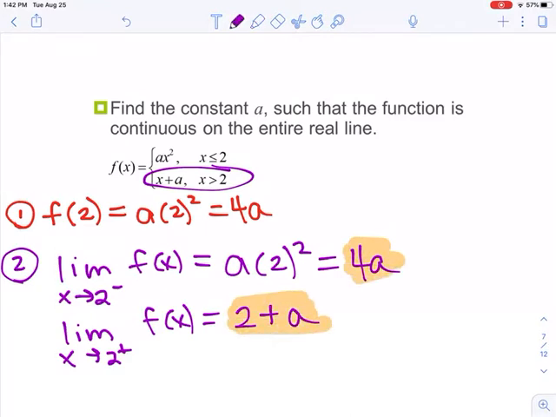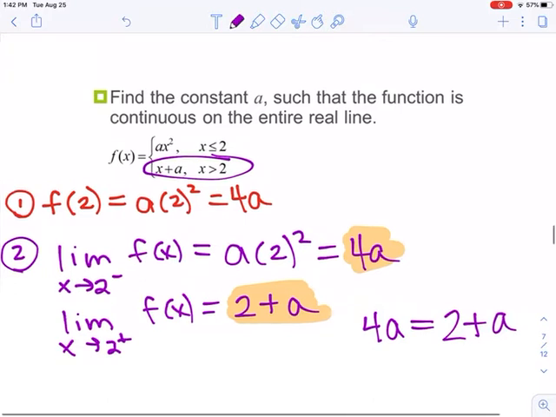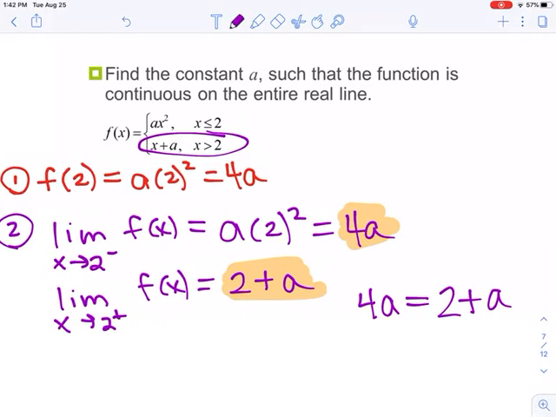Okay. Well, now, in order for this to be continuous, we want our limit to exist, which means we want our right and left hand limit to be the same. So I'm going to take my left hand limit and set it equal to my right hand limit.